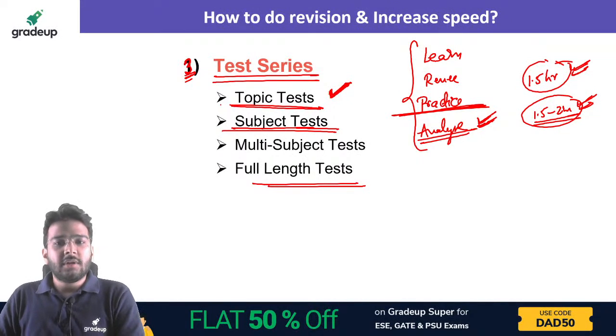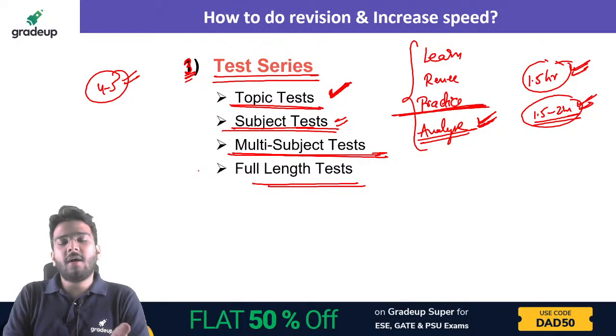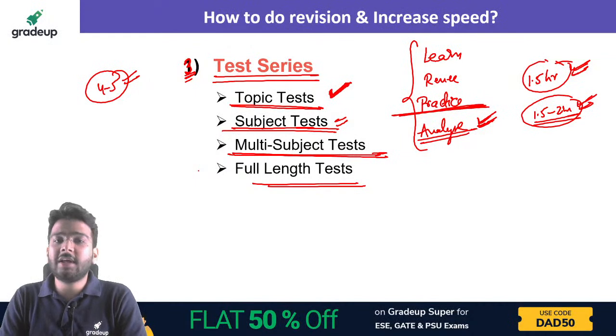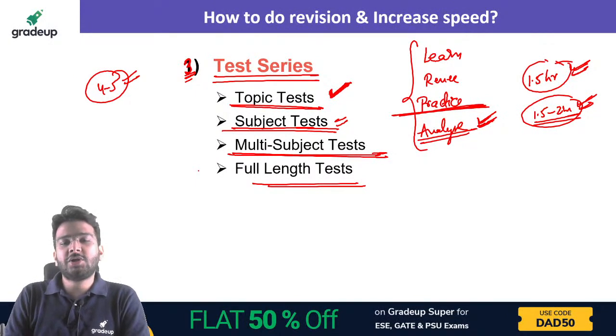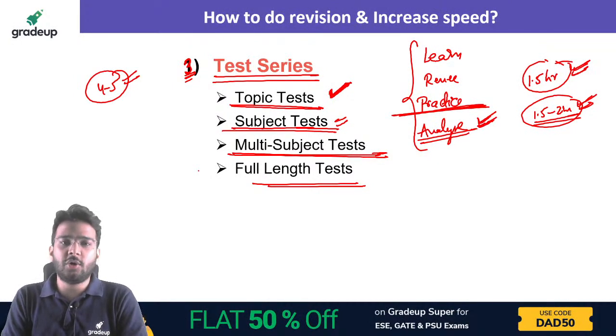Okay, then after subject tests, when you are done with 4 to 5 subjects, then after the revision purpose, you can go for multi-subject tests as well. So in various test series you will see multi-subject tests, right? That means questions are combined from various subjects, and you can practice. It will help you, because in the GATE exam they are not going to mention, okay, first 5 questions are from digital logic, second 10 questions are from, you know, computer networks. They are not going to mention it.